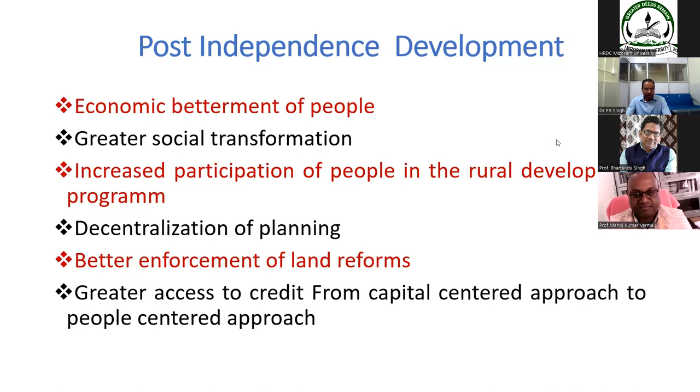They visited near about 15 states at that particular time, and they promoted the big farmers to donate their lands to the government for distribution of those lands to the rural people, the poor or the landless farmers. Then greater access to credit, from a capital-centered approach to a people-centered approach.